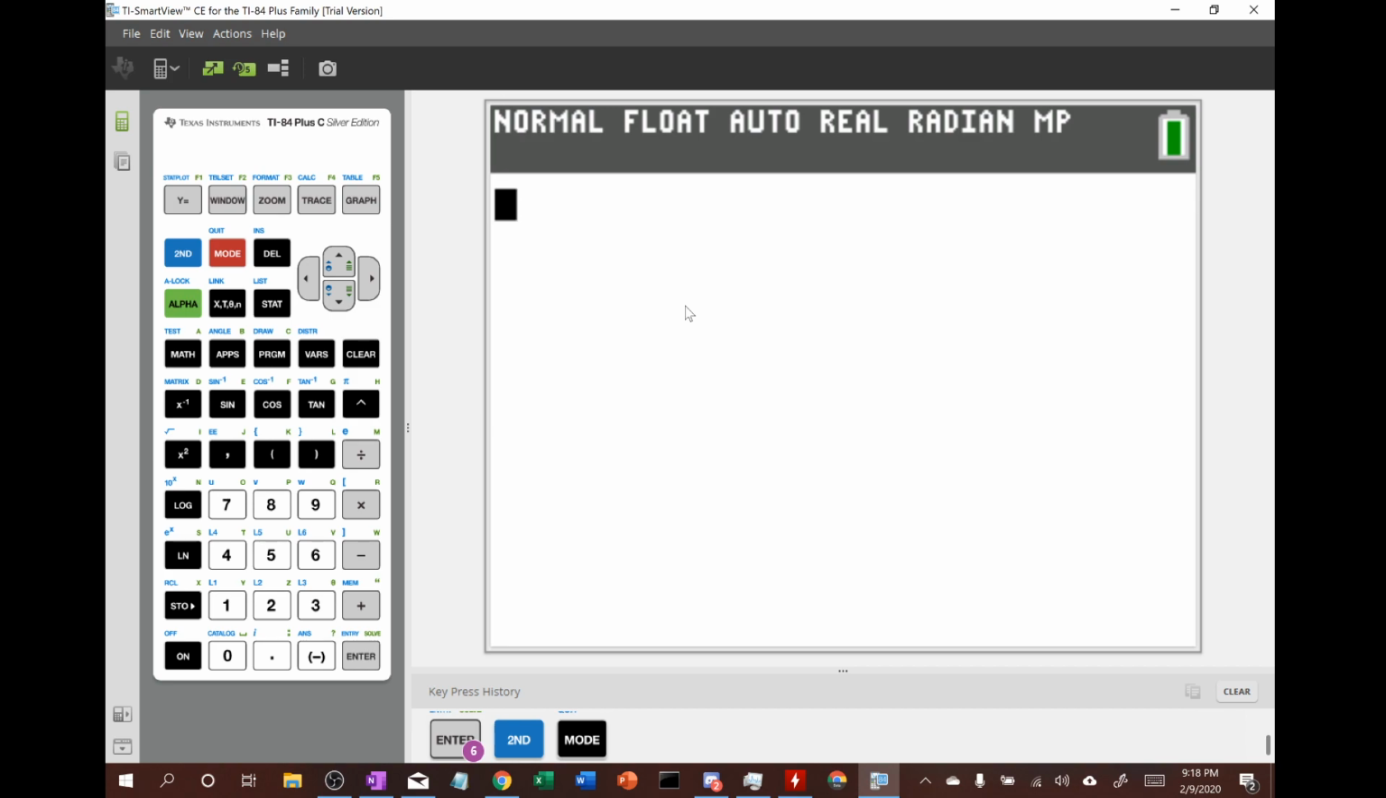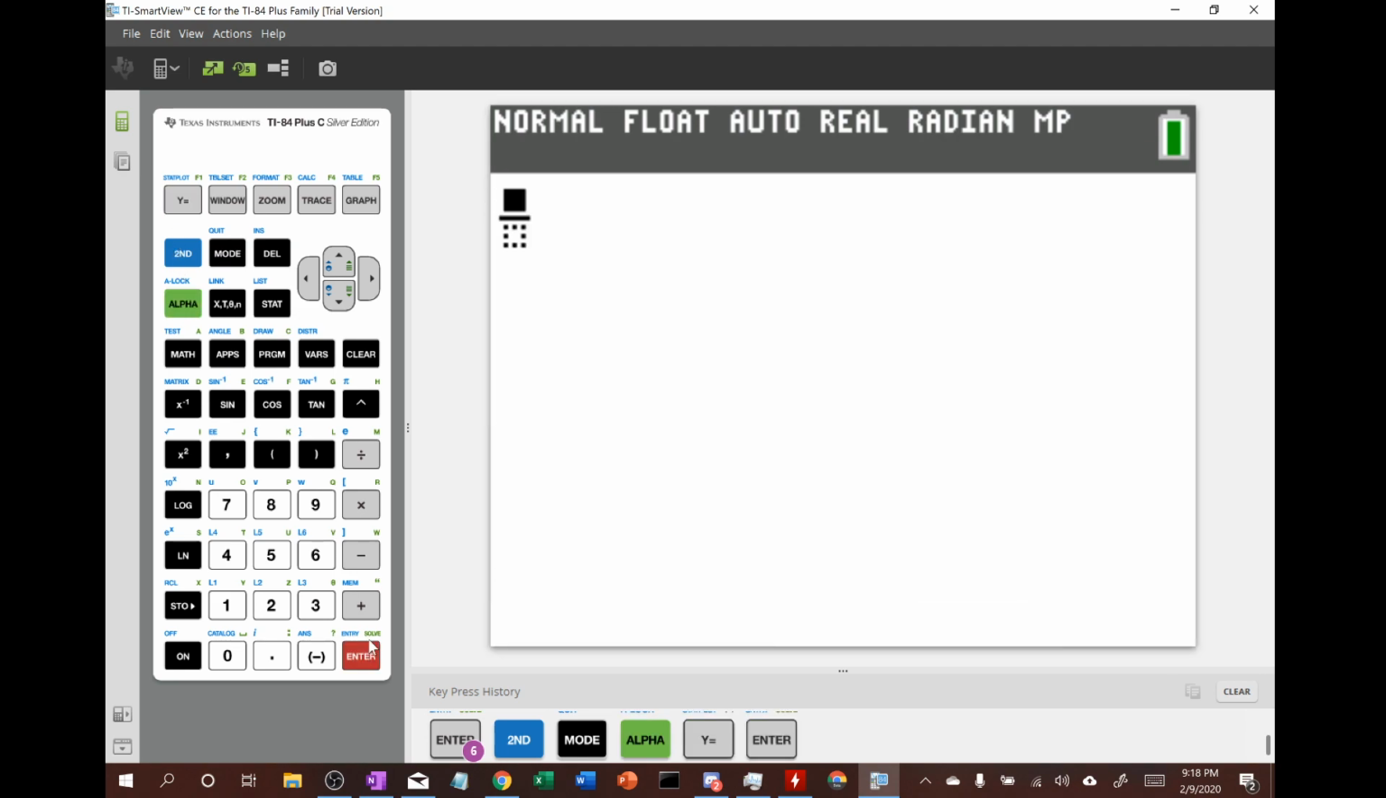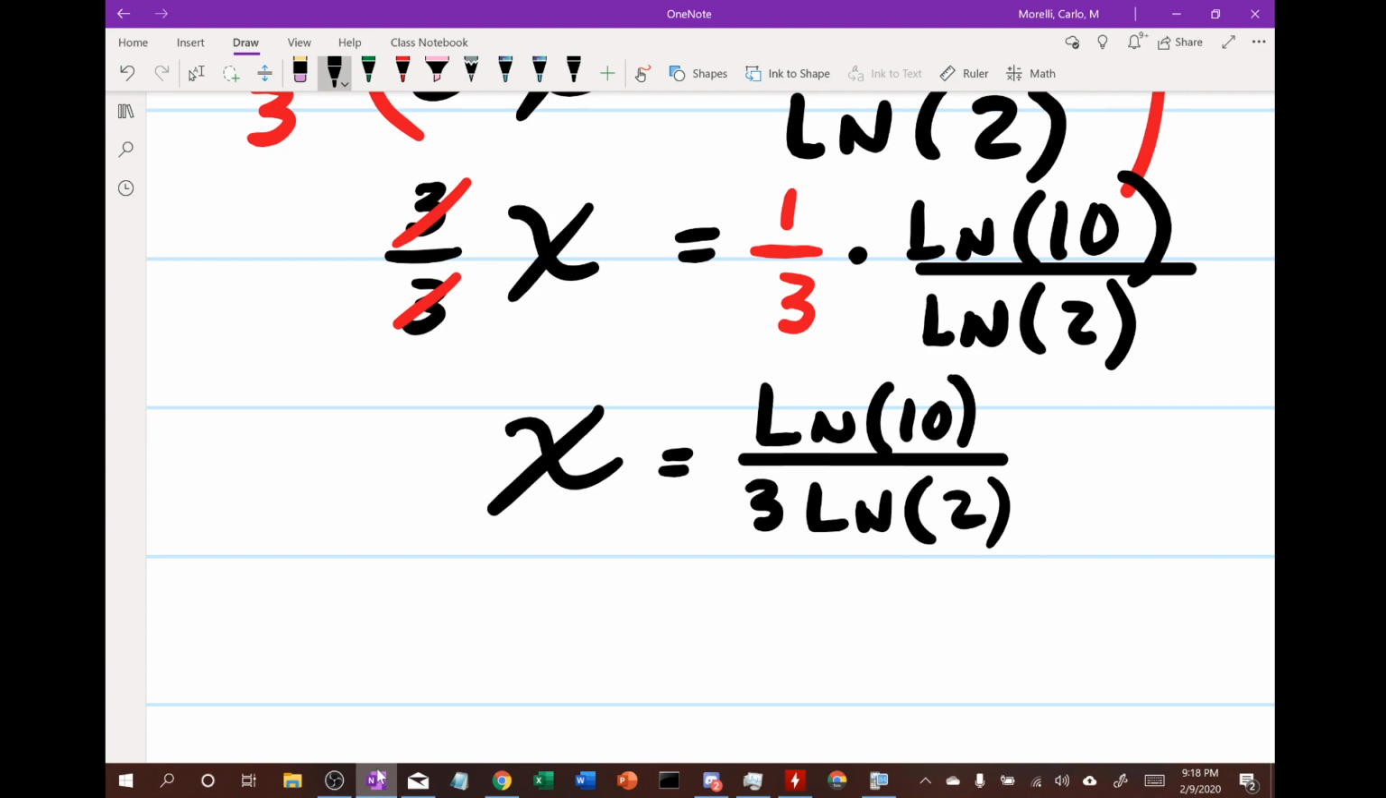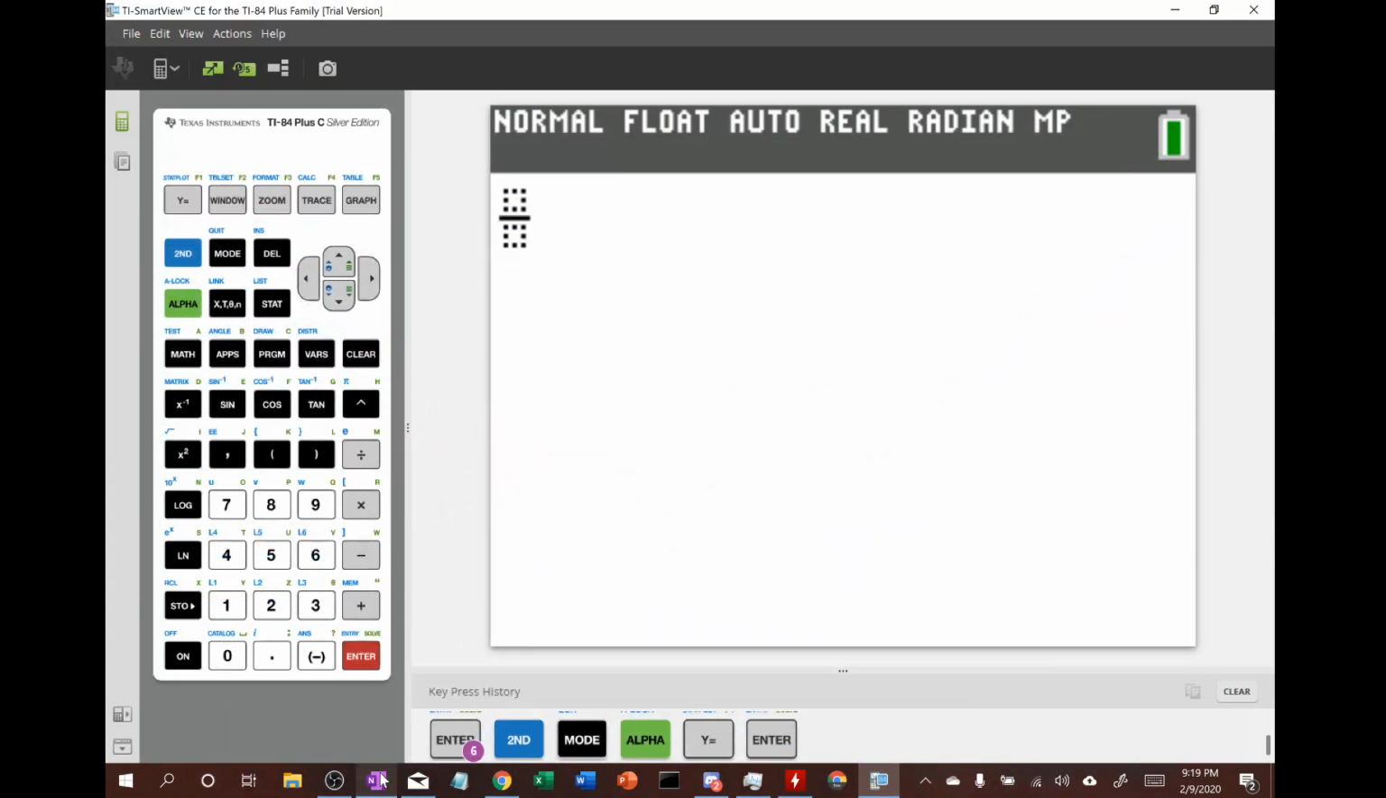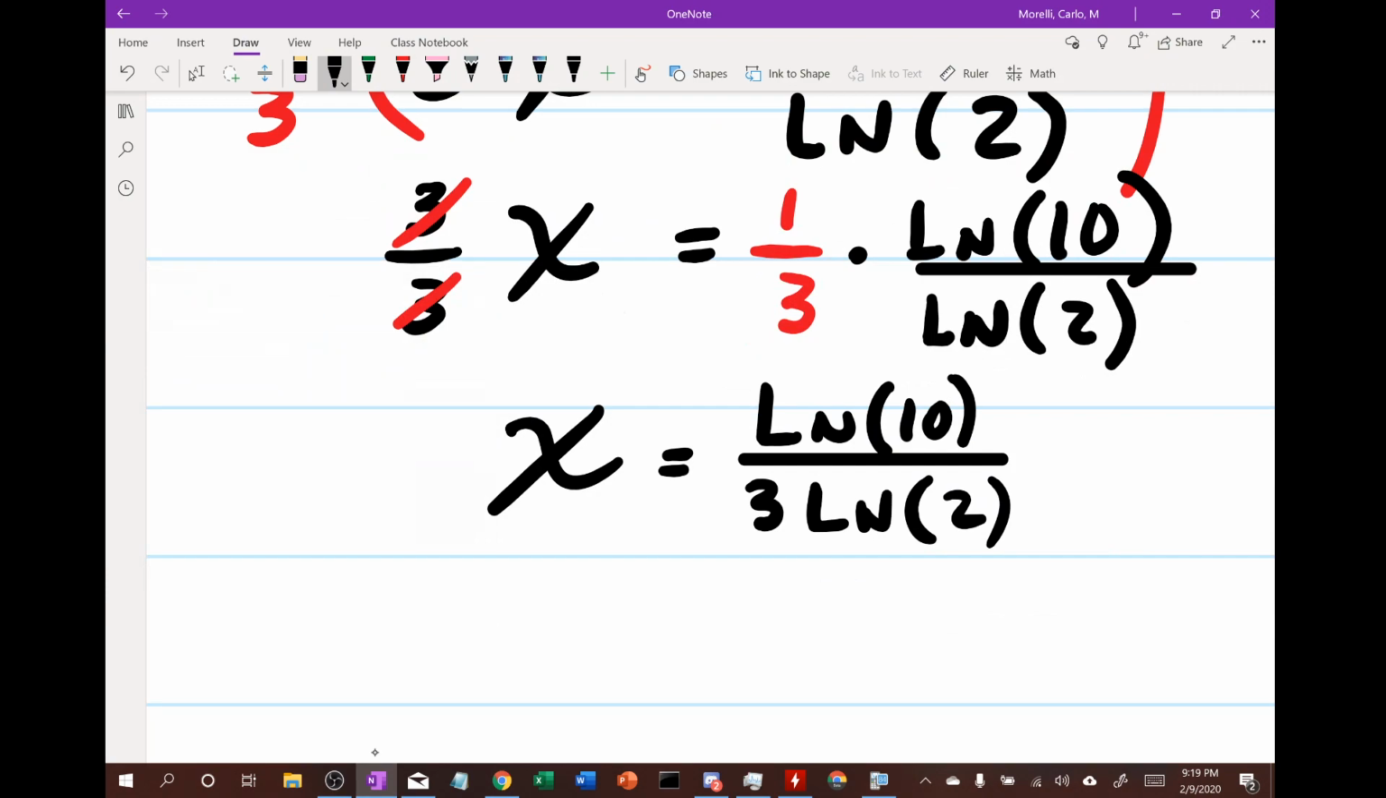Okay, so are you looking at the calculator right now? Oh, great. It was just on my phone. Okay, so alpha y equals enter. Nothing strange there. And what we're going to put in is ln of 10 over 3 ln of 2. So you find the ln key down here to the left of the 4. You've probably never pressed that key before, right? ln of 10, and then you close those parentheses, over 3 ln of 2, sorry.